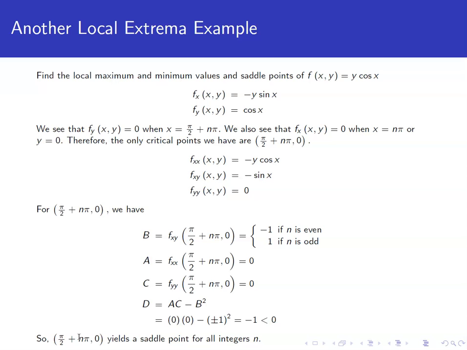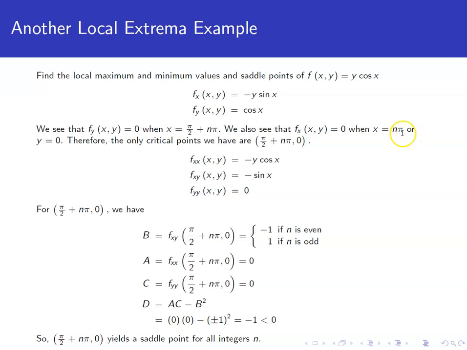With respect to x, we get negative y sine x. With respect to y, we get cosine x. Looking at our partial with respect to y, we see that that partial is equal to 0 when x is equal to pi over 2 plus n pi. Looking now at our partial with respect to x, we see that it's 0 when x is equal to n pi, but that doesn't make the partial with respect to y equal to 0. So x equal to n pi isn't going to give us any critical values.